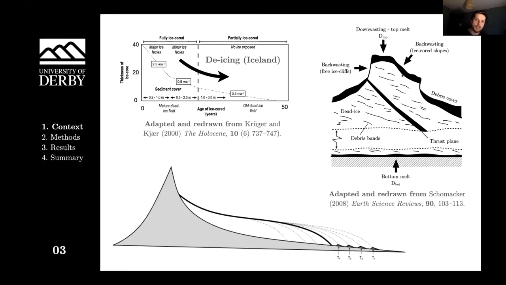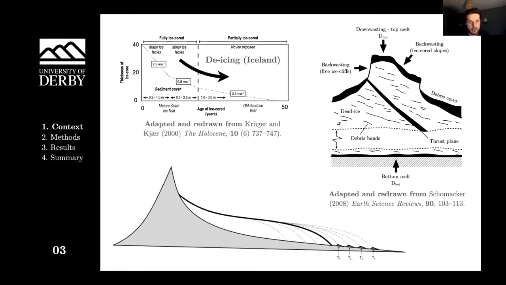In many environments, such as in Iceland, these processes have been studied, and our understanding of the persistence of ice-cored landforms has benefited from these studies. You can see here on this diagram, for example, that we have ice cores reducing in thickness over time and sediment cover increasing. And the process in these temperate environments can be quite rapid, and you can see the rates of degradation here expressed.